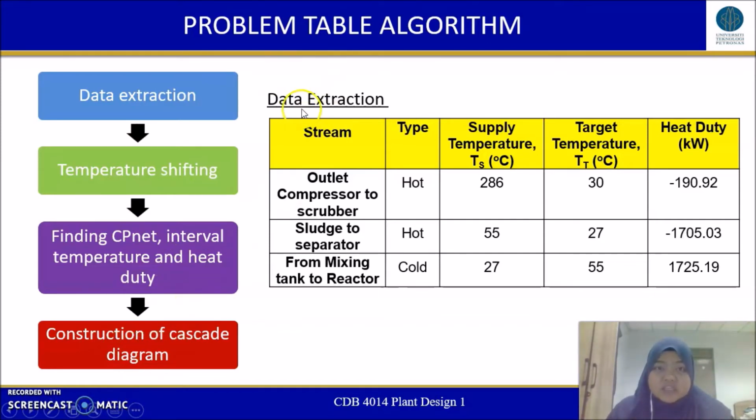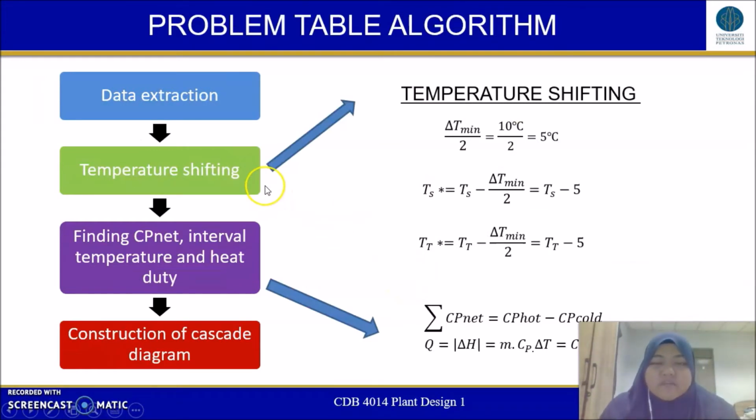Firstly, data extraction. From the process, there are three streams that can be identified to be integrated: from the outlet of the compressor to the scrubber, from the sludge to the separator, and from the mixing tank to the reactor. So there are two hot streams and one cold stream. Next, we have the minimum temperature approach of 10 degrees Celsius, and this temperature shifting and CPNet are used to construct the cascade diagram, where the duty can be found using Q equals M Cp delta T.